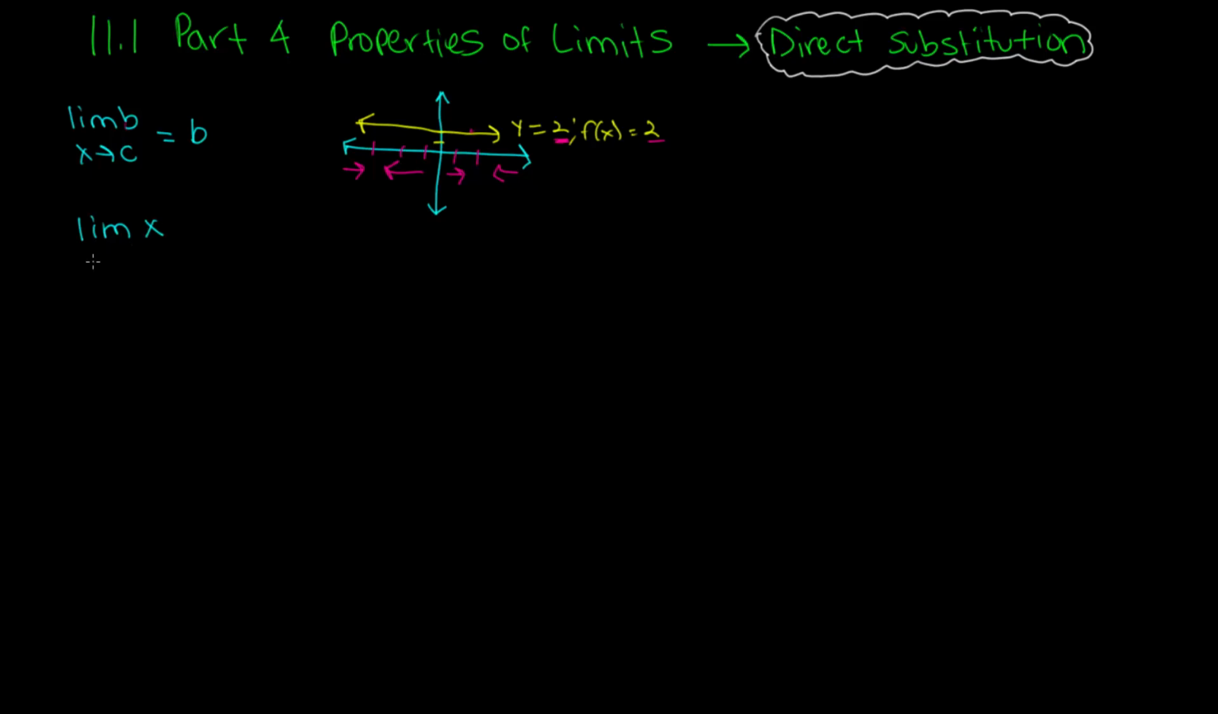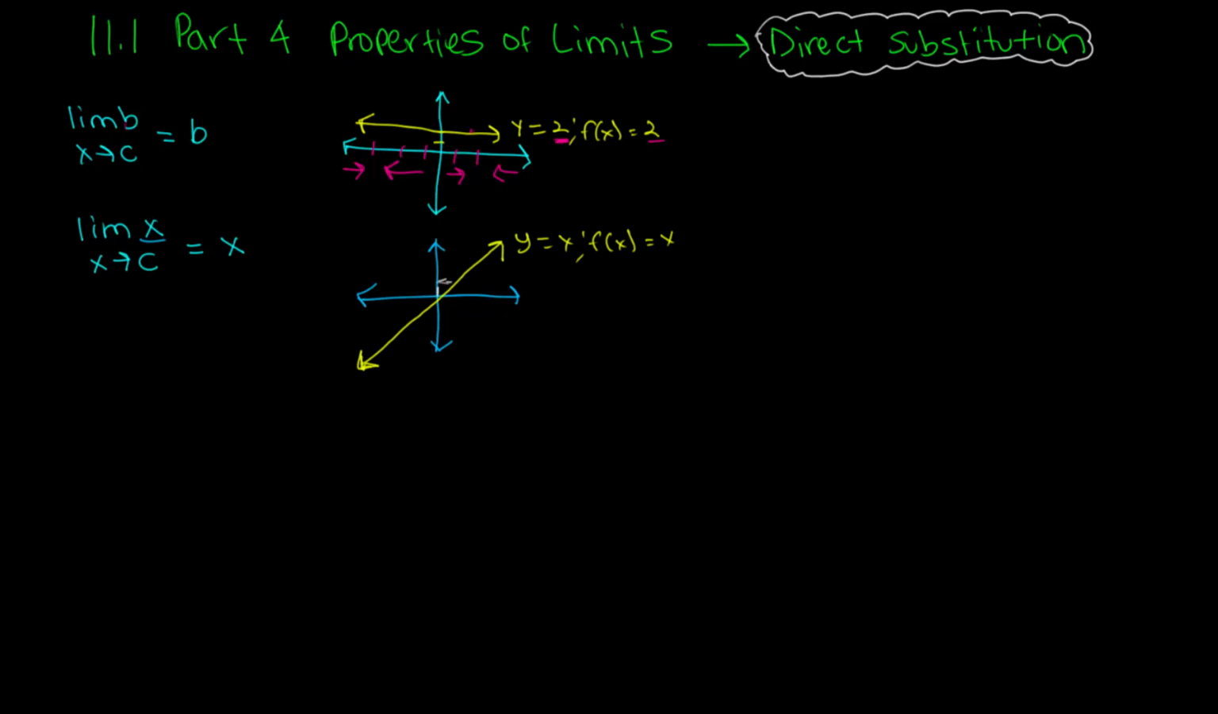Now looking at another very basic property of a limit, we have the limit of x as x approaches c is going to be equal to that value c. So looking again at the graph of this particular function, let's draw the graph right here. The function for this is y is equal to x, or f of x is equal to x. And that's just going to be our basic line with a slope of 1. So the rise and the run are going to be equal.